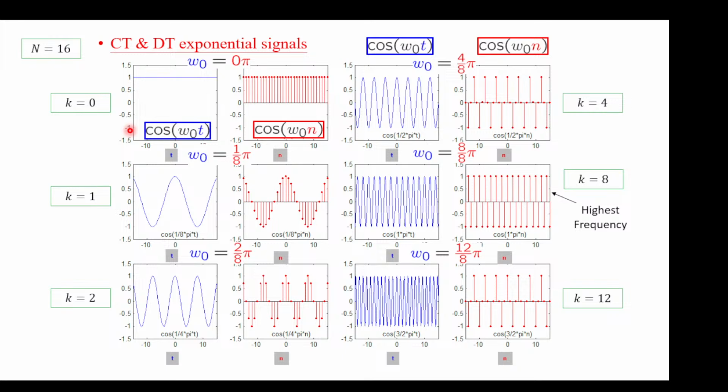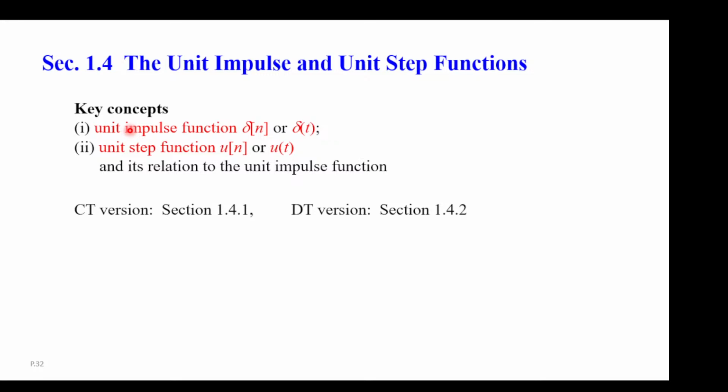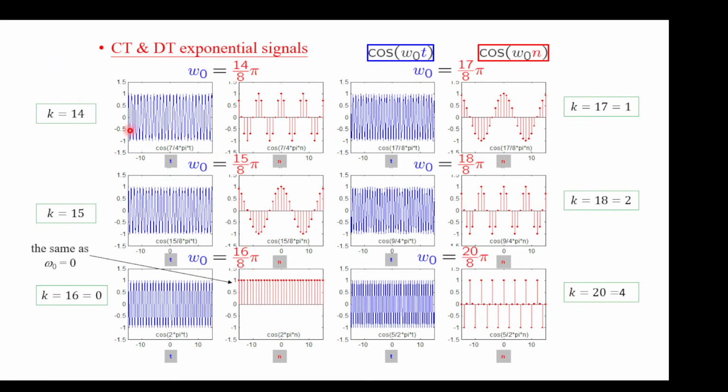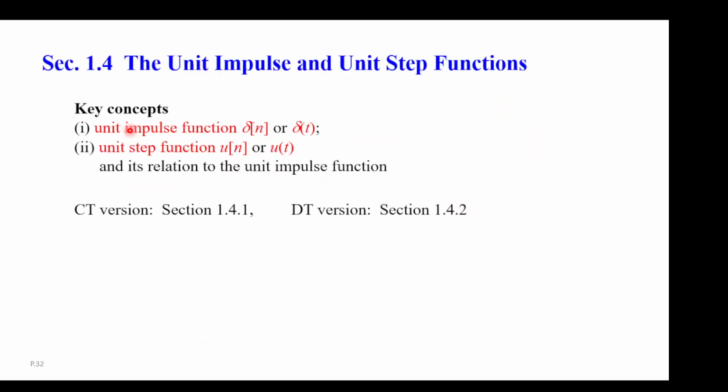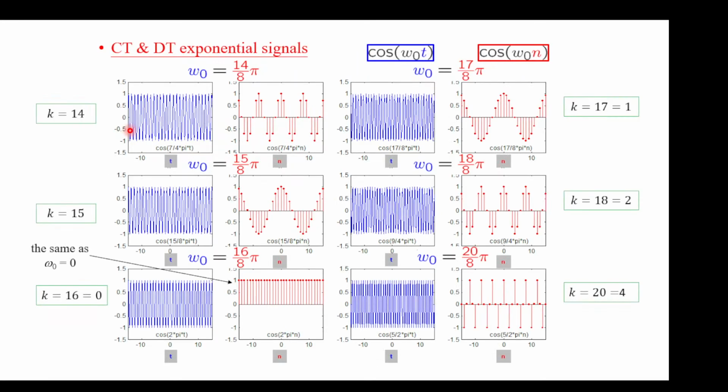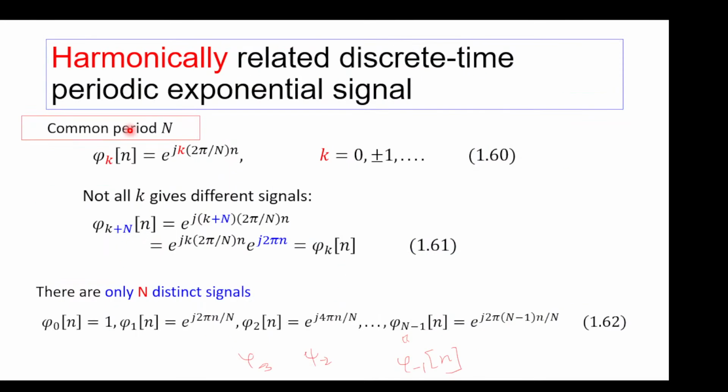I think we are about out of time, so we have 3 minutes left. Next time we are going to a very different topic: impulse and unit step functions. Today we finished discrete time periodic functions and harmonic signals. If there are no questions, we have no class this Friday, and I will see you next Tuesday.